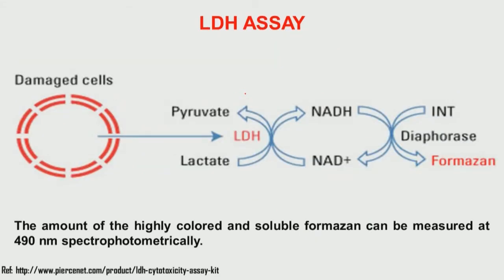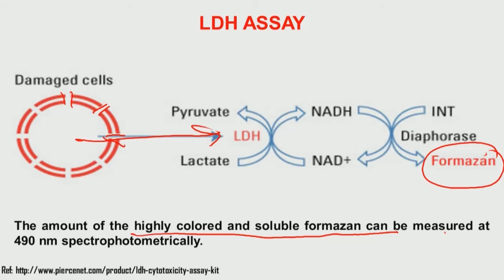This is how the schematic looks. You have damaged cells, that means the cell membrane lost its integrity. As a result, this LDH comes out, and then it again forms the formazan crystal. This is again a highly colored supernatant, and soluble formazan crystals can be measured at a similar wavelength region, like 490 nanometer, spectrophotometrically, and this will aid in the quantification of the number of dead cells.